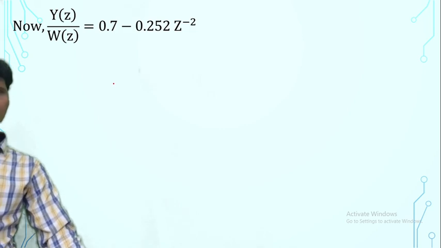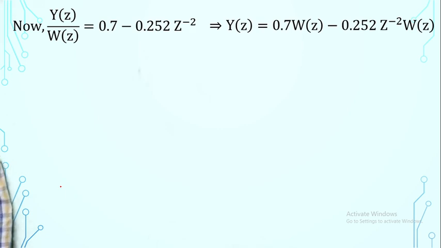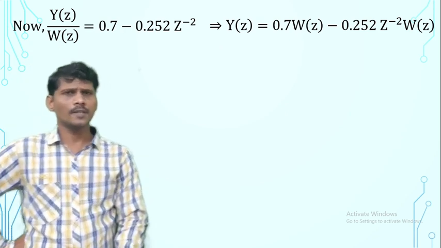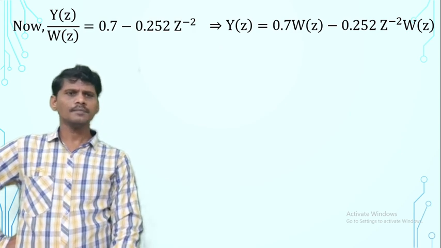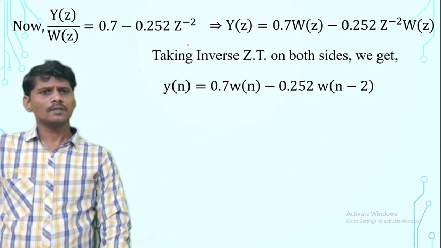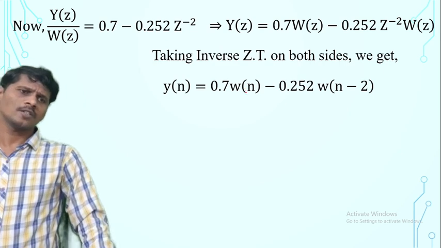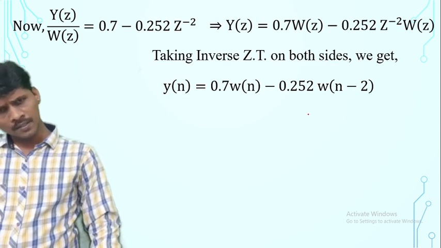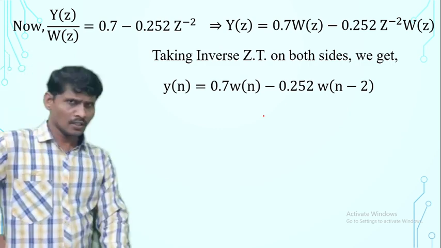Take the cross multiplication. Y of z is equal to 0.7 W of z minus 0.252 z power minus 2 W of z. Now taking the inverse z transform on both sides, we get z inverse of Y of z is y of n, 0.7 z inverse of W of z is w of n, and z inverse of z power minus 2 W of z is w of n minus 2. This is another difference equation. Draw the realization structure of this difference equation.